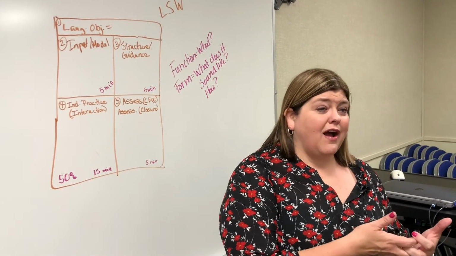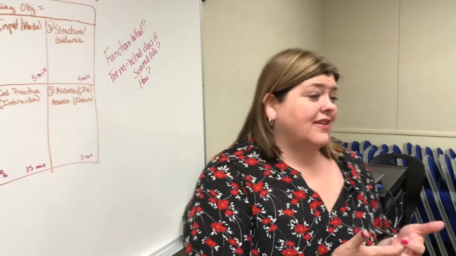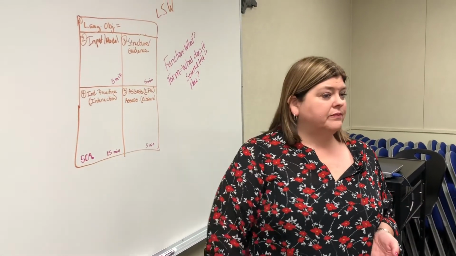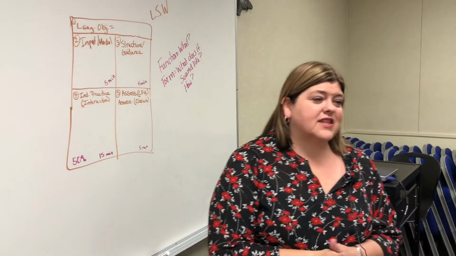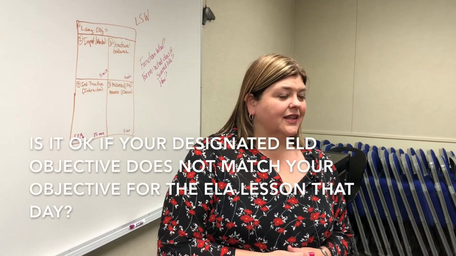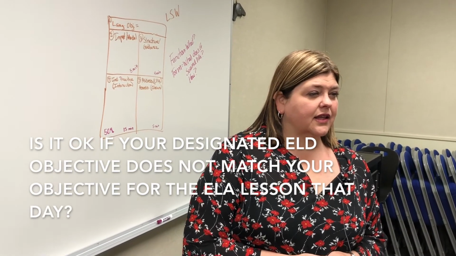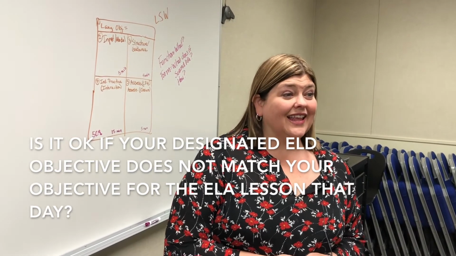I'm going to turn to my audience of experts here, and I'm going to just ask if there are any questions or anything that I can clarify about the 4 pane here. We'll call it the 4.2 pane, right? Because that language objective's at the top. Is it okay if your designated ELD objective does not match your objective for the lesson in ELA that day?